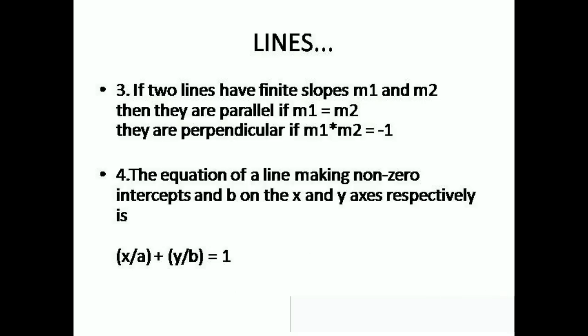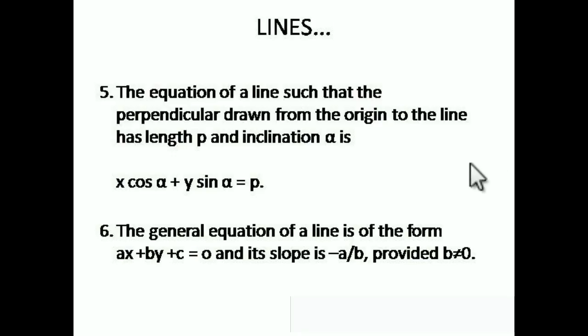Okay, one more formula. If the perpendicular distance drawn from the origin to the line has length p, and the inclination is alpha, then the equation of the line is x cos alpha plus y sin alpha is equal to p. See friends, as per the given data you have to take different formulas. You are not going to stick to one perfect formula.